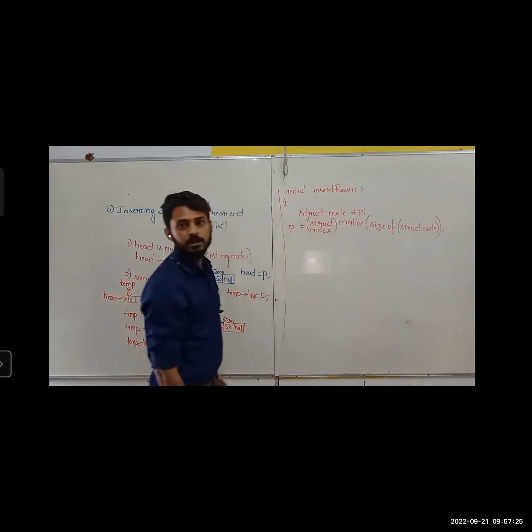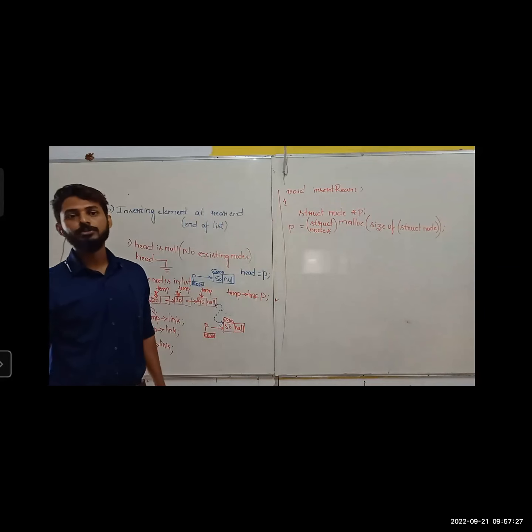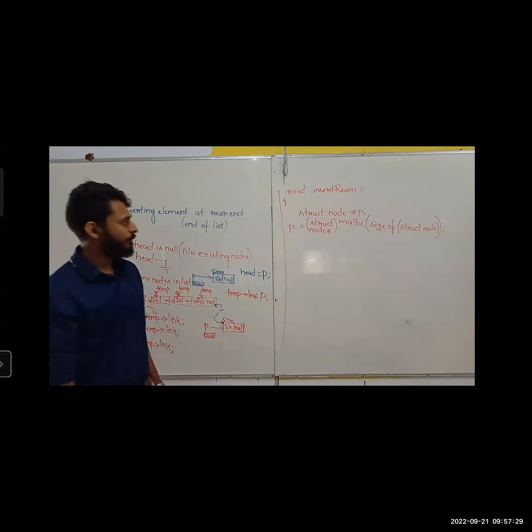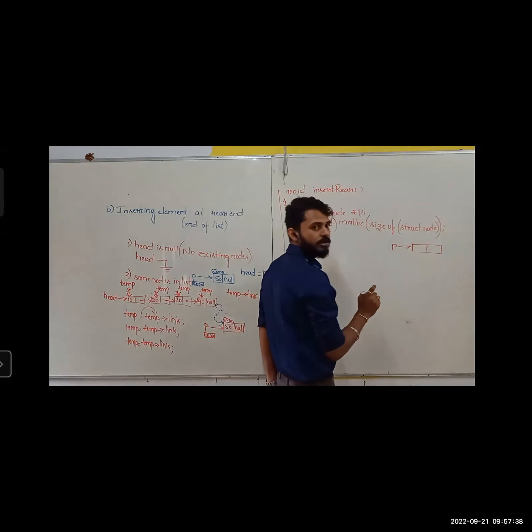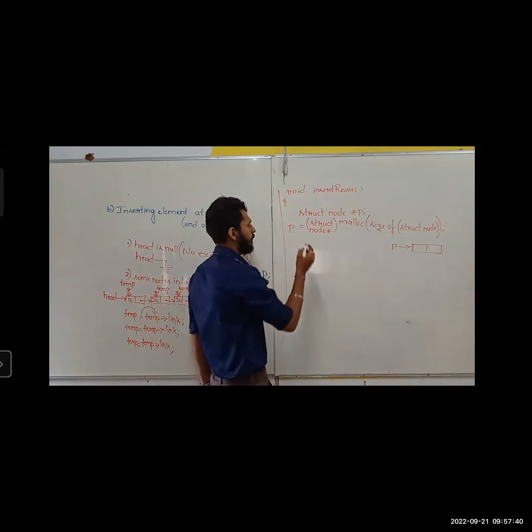Now I have created one node. Next, what should I do? Because of this line, I would have got it like this. I want to store one value here. So should I write it directly? No. What should I do?